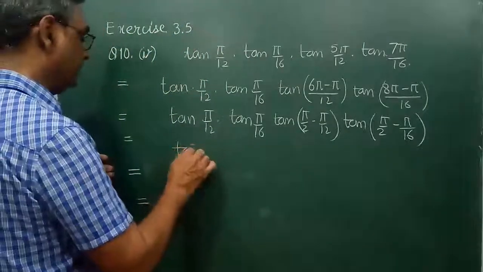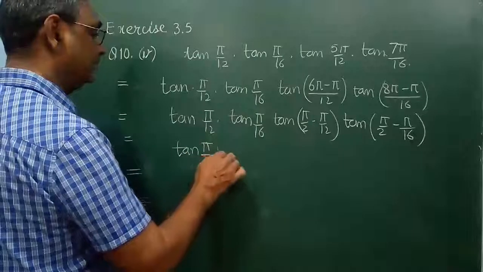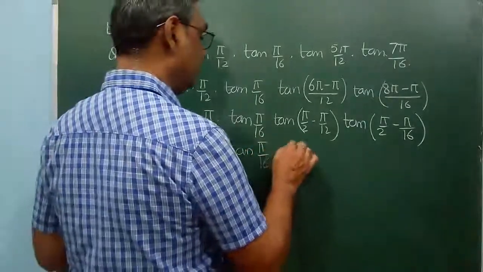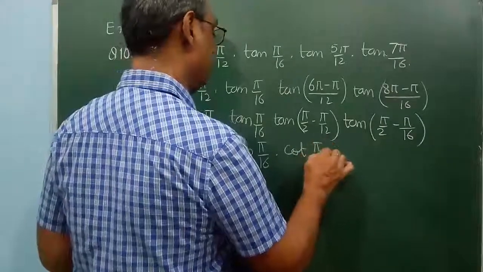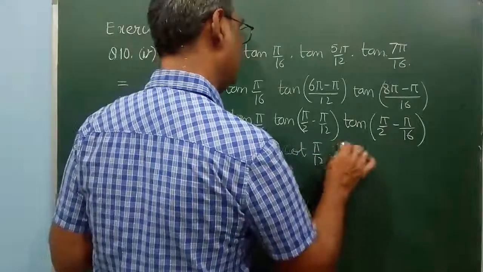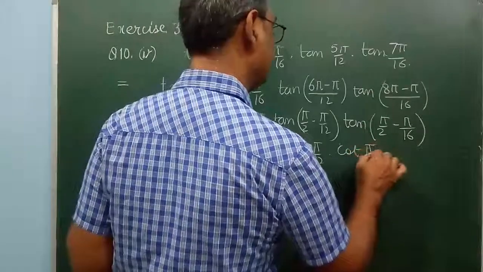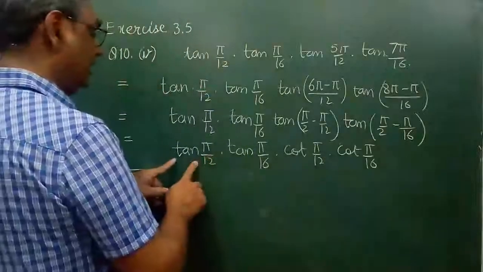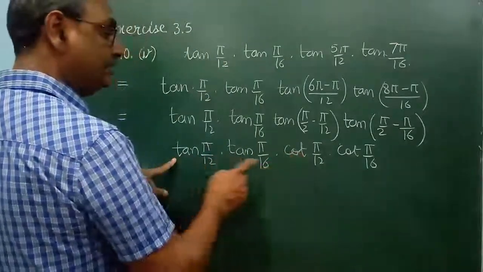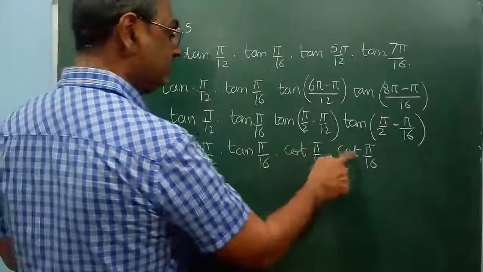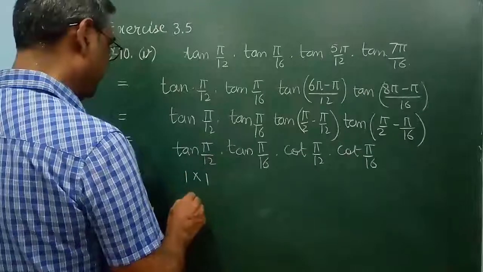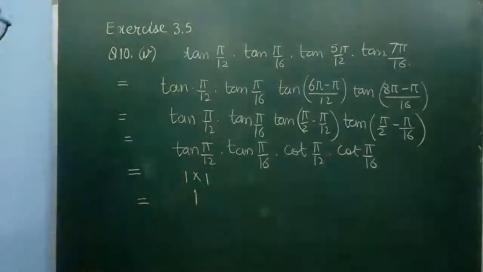This is tan pi by 12, tan pi by 16. This is cot pi by 12 into cot pi by 16. Tan 90 minus theta is cot theta. Now tan pi by 12 and cot pi by 12 will get cancelled. Tan pi by 16, cot pi by 16 will get cancelled. So here it will be 1 into 1 is equal to 1. So the answer here will be 1.